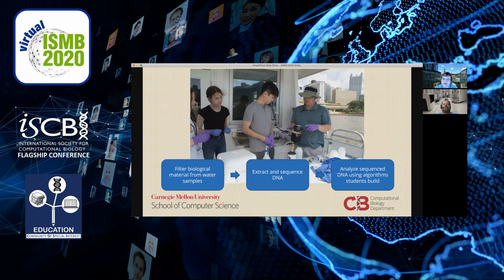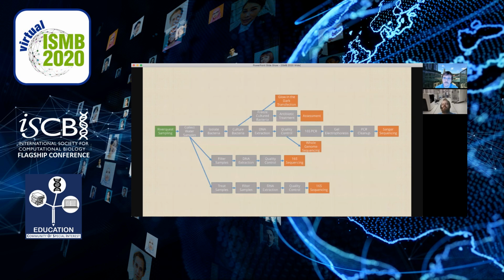All right, as far as the actual processing of the samples, we filtered the biological material from the water, and then from those filters, we were able to extract the DNA, and then we sequenced that DNA with various methods, and then we analyzed the sequenced DNA using algorithms the students built, and they were building these in the computational lab, obviously.